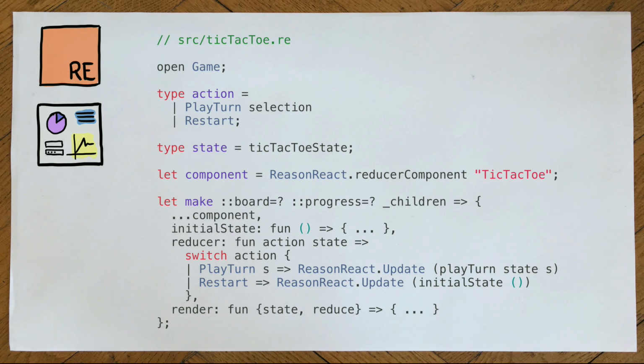The underscore in children just means we don't use children, just ignore it for the compile process. Reason also does a very good job in telling you if you're not using a variable, so you don't even need a linter for that. And then we just create a new object out of it, spreading in the component, have an initial state function, and then we have this reducer function. A reducer function gets an action, the current state, as we define it here, which is tic-tac-toe state, and then we just have one pattern match on the action we want to expose. So we have this here again, a tagged union, play turn with a selection, which is an X and Y coordinate, or a row and column, and a restart just to reset the game.